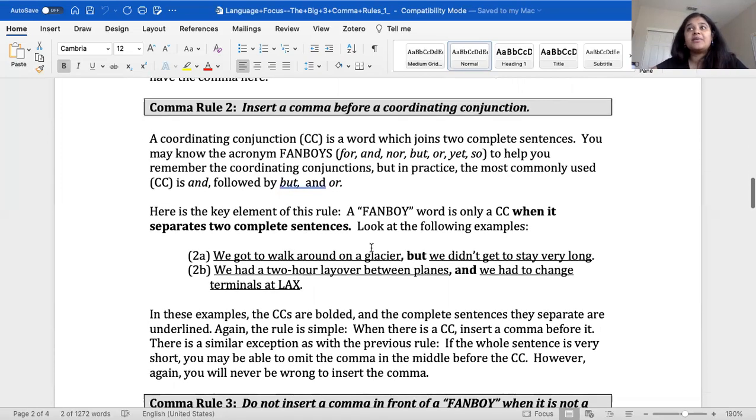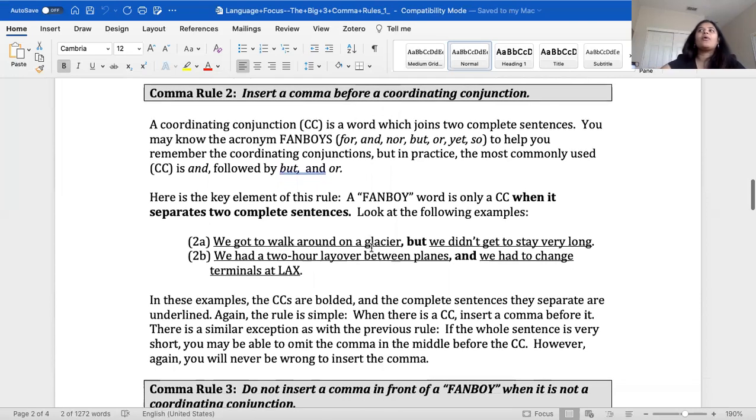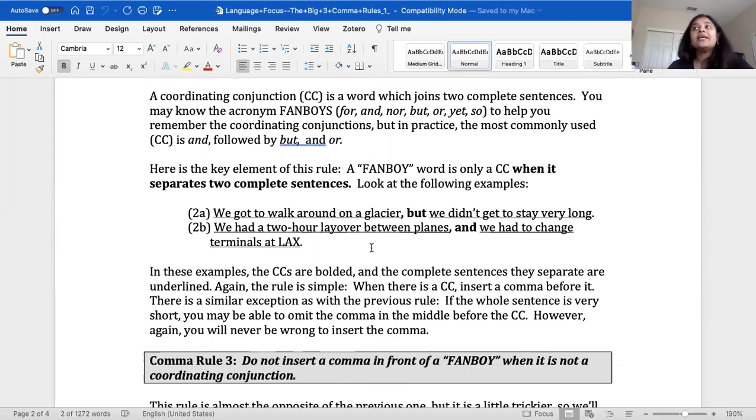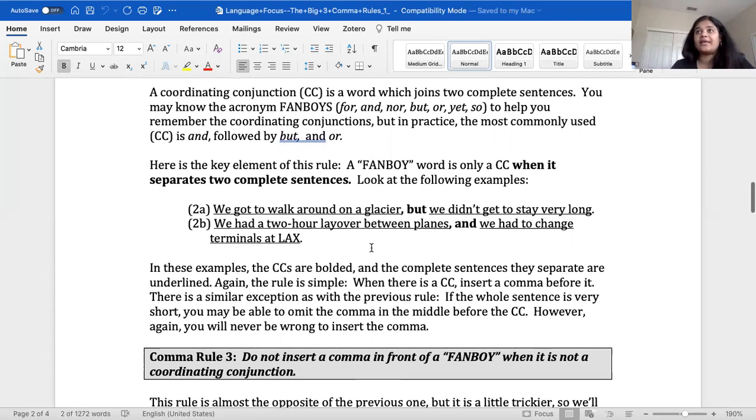Here's the key element of this rule. A fanboy word is only a coordinating conjunction when it separates two complete sentences. If it is not separating two complete sentences, then it is not working as a coordinating conjunction. So let's look at the following examples.